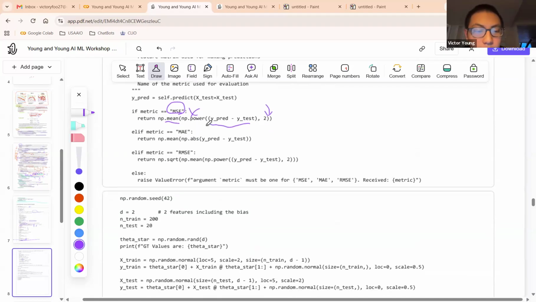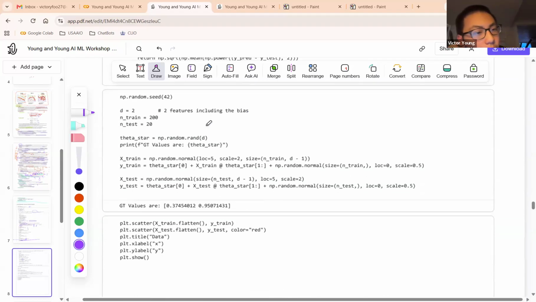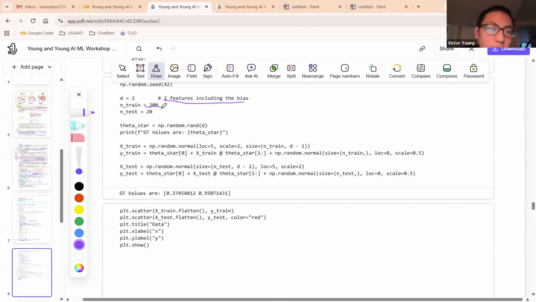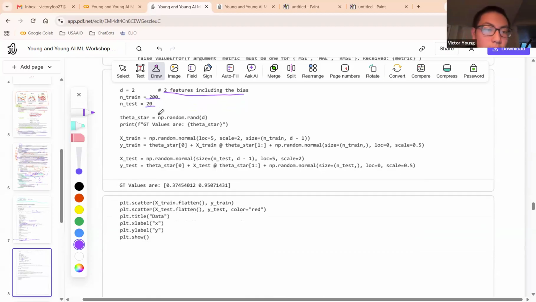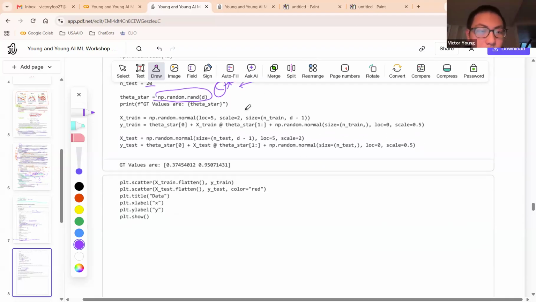That's it. Okay, now let's define the data set. Our data set is going to have 2 features, including the bias. So it's basically just one feature, but we want to also have the bias. Let's say we have 200 training samples and 20 test samples. Here I'm just randomly generating the ground truth theta, theta star, and we want to try to learn this theta. So you can see the ground truth value right here.